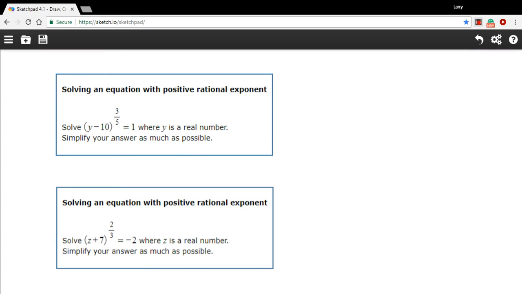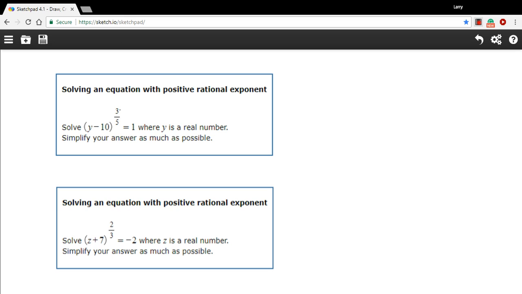In these problems, we're trying to solve an equation that has a rational exponent, so these exponents that are fractions. These can be a little bit tricky. Sometimes they have real number solutions and sometimes they don't. I think the best first step is to rewrite the part with the rational exponent as a root.